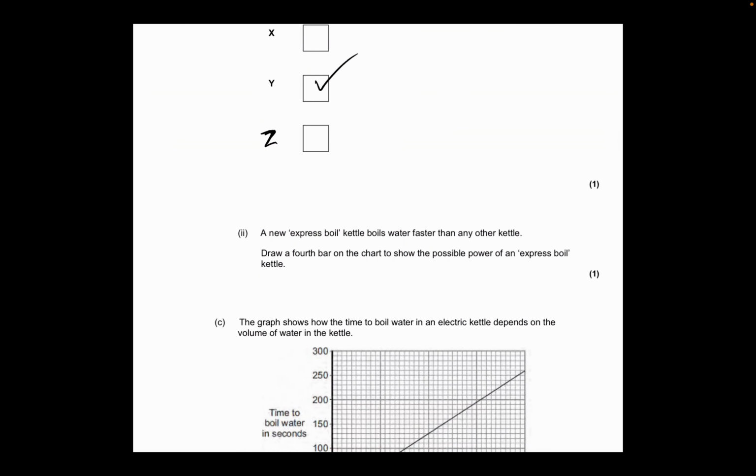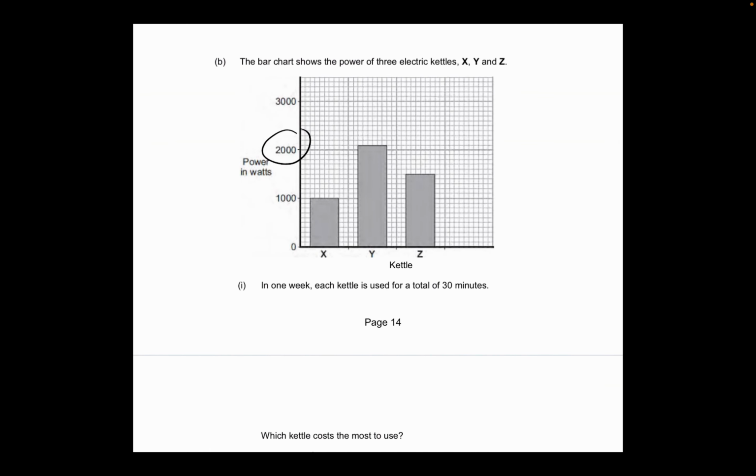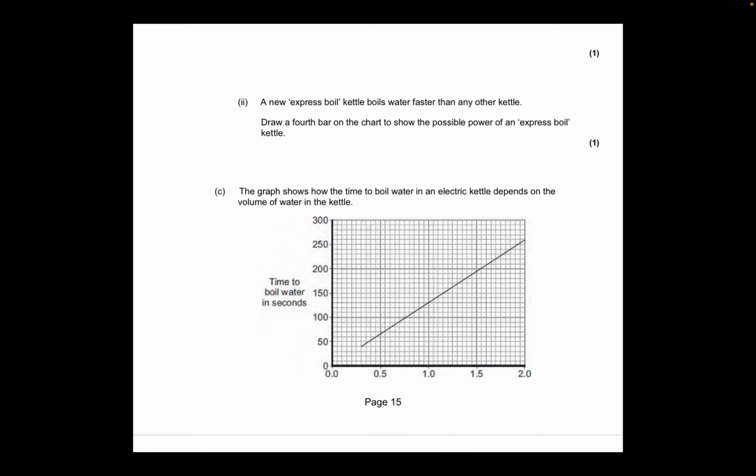Now the new express boil kettle boils faster than any other kettle. Draw a fourth bar in the chart to show the possible power of an express boil kettle. Since it boils faster, it should have a greater power in watts. This is just a rough guess, guys. So this should be the estimated bar graph. You can draw it properly, but it should have a bar with a height greater than Y. All right, let's move on to the next question.